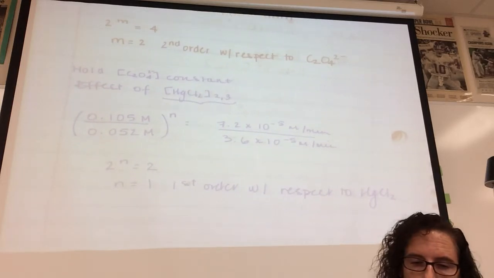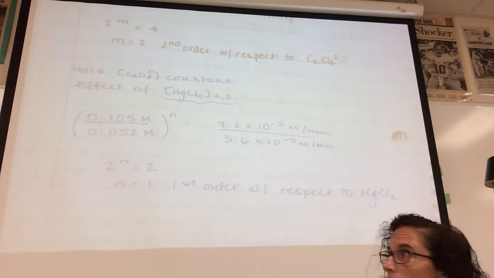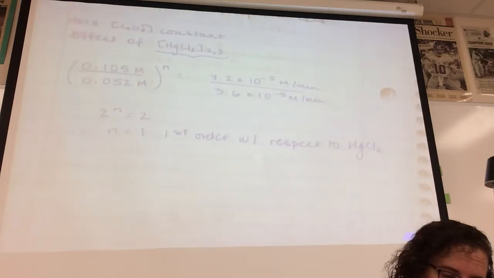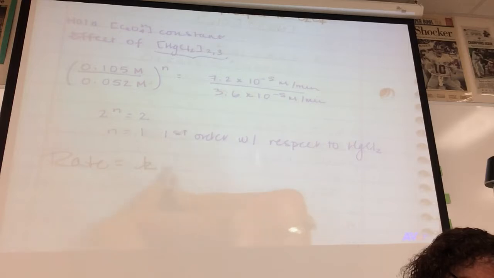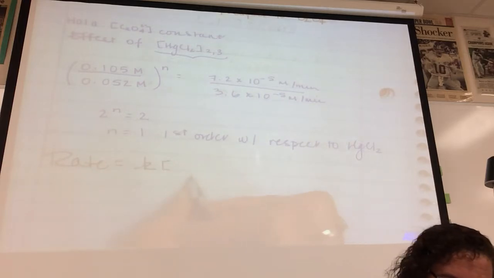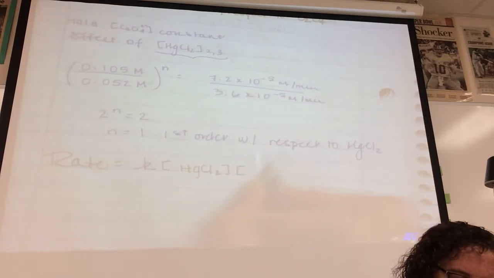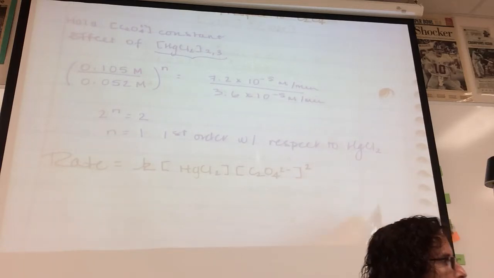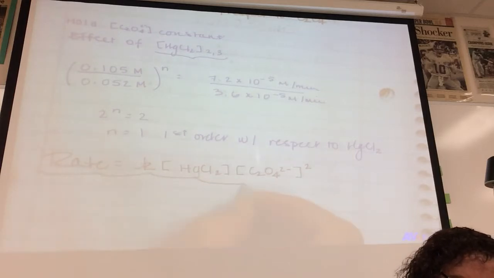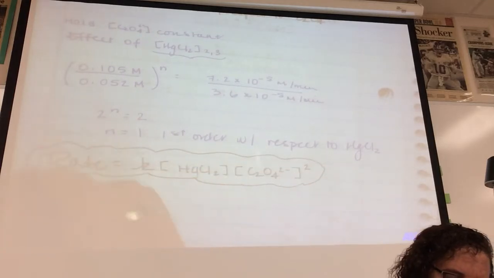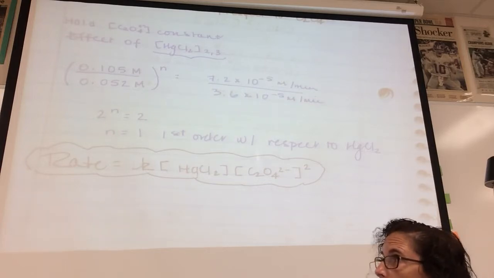Now that I have all of that, I can write my rate law. I've got rate is equal to k. First reactant is mercury 2 chloride. That's to the first power. Second reactant is oxalate ion, and that's to the second power. So that's my rate law. Here's the answer to A. And again, all of that could have been done without a calculator.